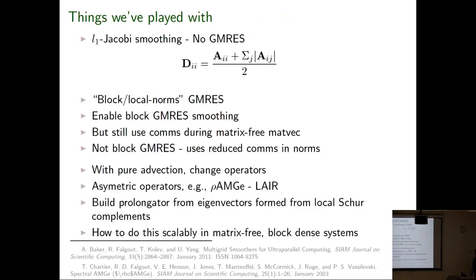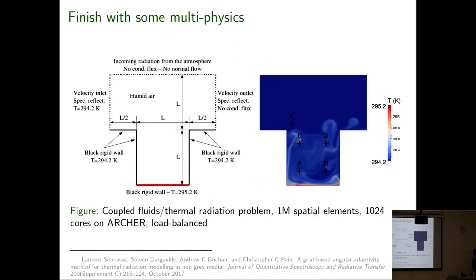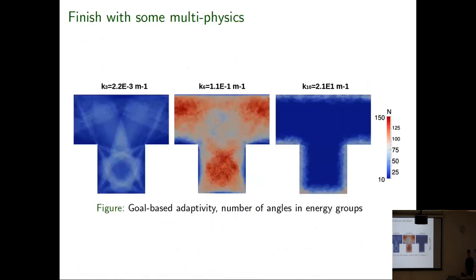And we've been playing with a bunch of things like L1 Jacobi smoothing, some weird GMRES, and most importantly, thinking about the new kind of asymmetric multigrids for our operators when they're hyperbolic. And some multiphysics, some coupled fluid adaptive radiation transport. These were for radiative transfer for photons. So I guess I should stop there. Thanks.